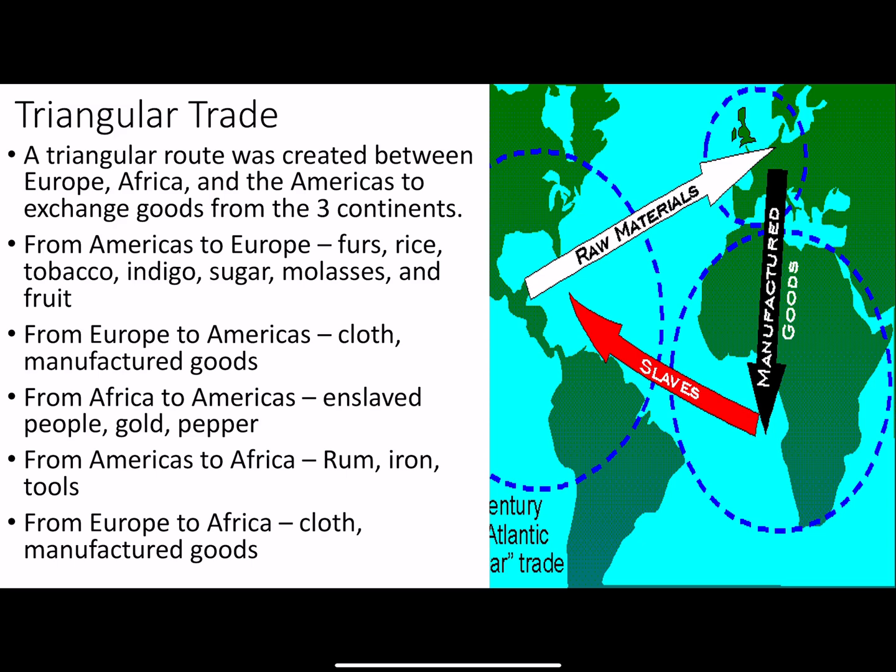So the trade route from Africa into the Americas was not raw materials, but basically most of it was slaves. The slave trade, that was the route there. And then from the Americas to Africa was rum, iron, and tools. And from Europe to Africa was cloth and manufactured goods. So pretty much what you see over here is exactly what was happening. There weren't any actual manufactured goods made in Africa or America, but Europe sent them out in both directions, raw materials went into Europe, and mostly slaves came out of Africa. All right, so that's the triangular trade.